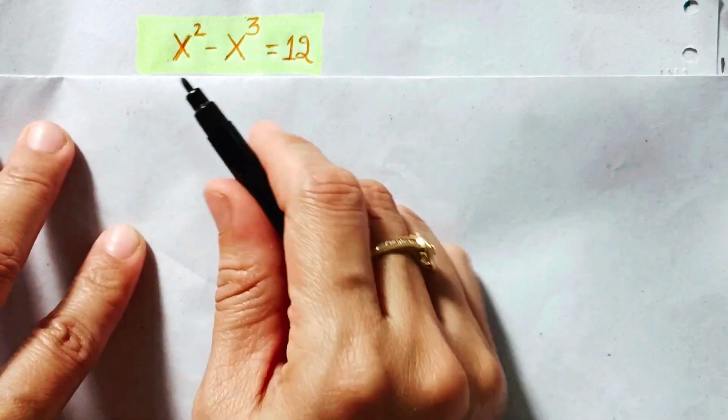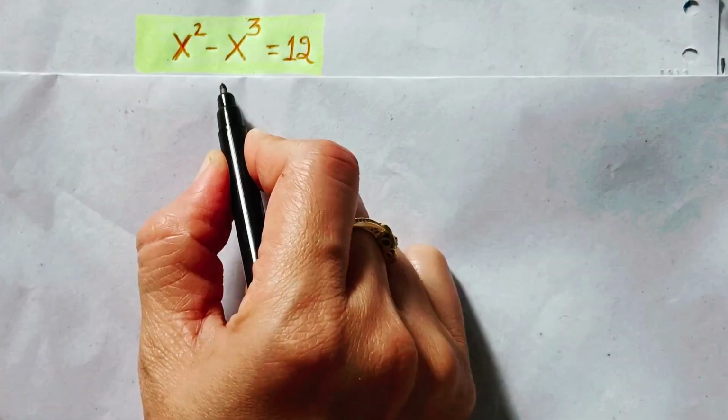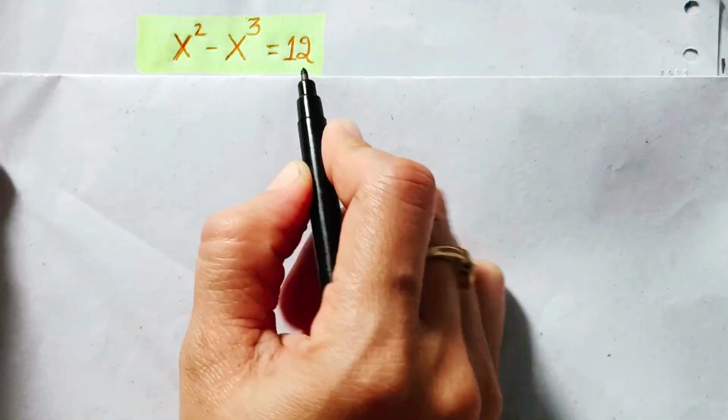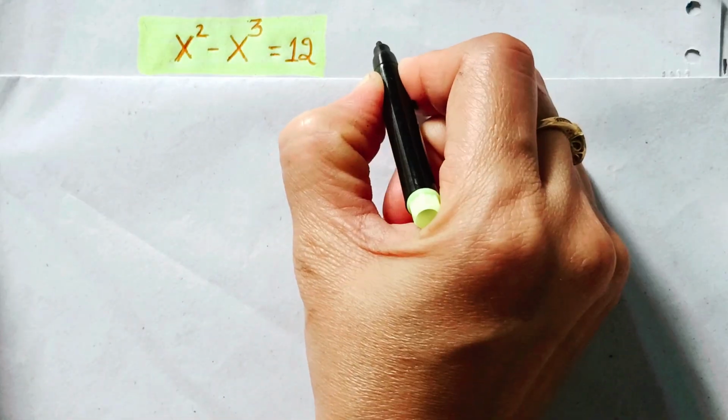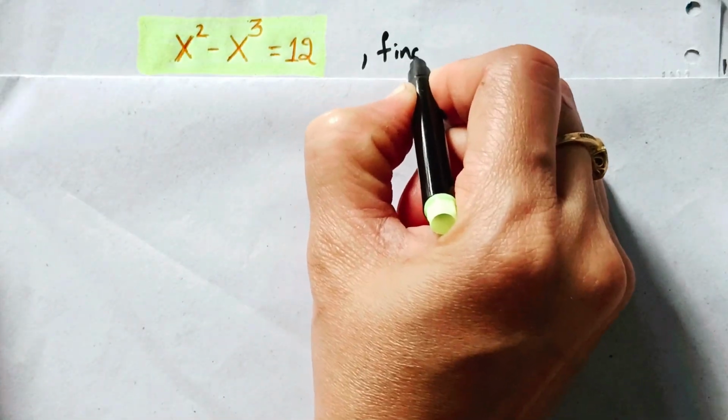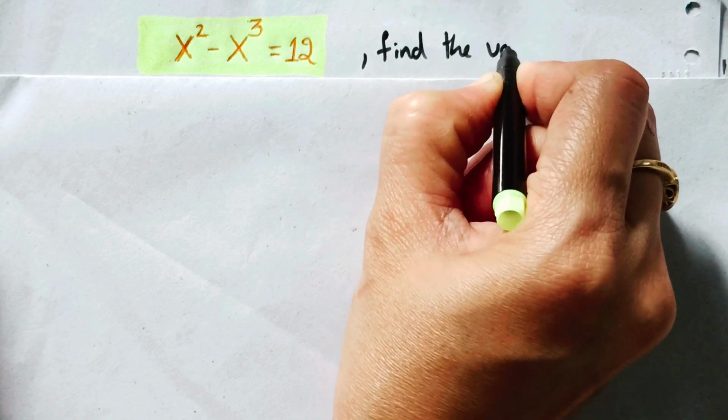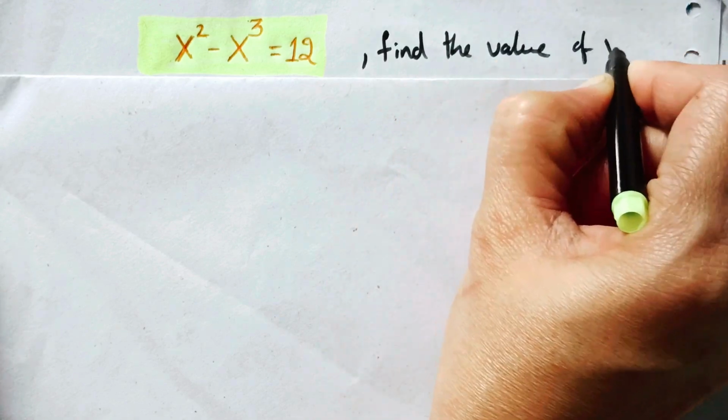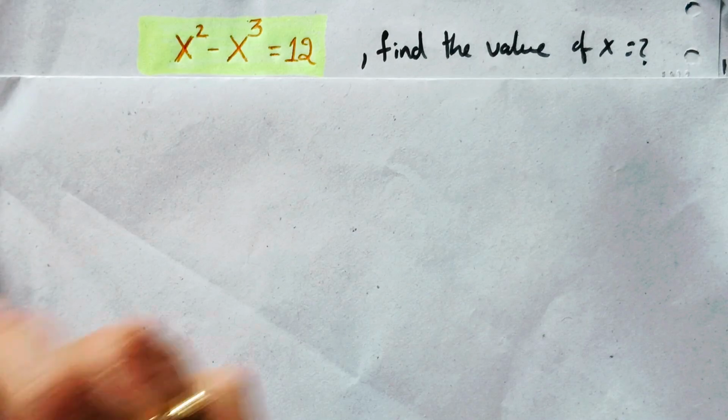In this class, we are going to solve this given equation. Our question is x square minus x cube equal to 12, and we have to find out the value of x. Find the value of x.